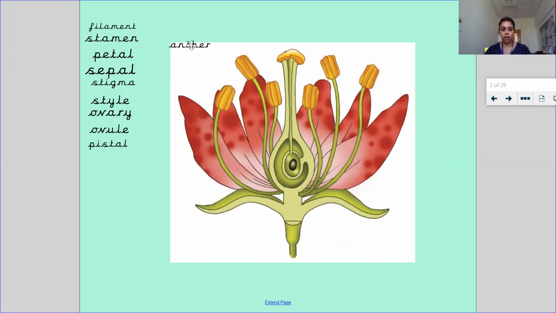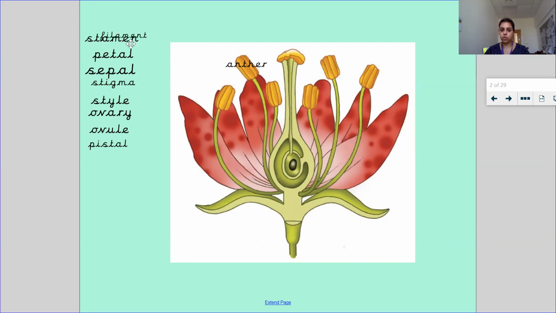So we've got an anther. The anther produces the pollen, and this is this section here. These little yellow bits at the end are called anthers. I'm going to go over the word again with you in a moment, and I'm going to ask you to repeat it after me. So I'll say the word and I'll ask you to do it. I'm going to go through all of them first.